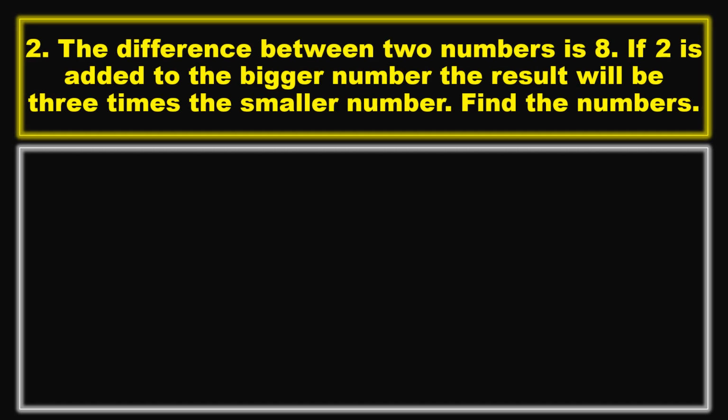Here is your second question. The difference between two numbers is 8. If 2 is added to the bigger number, the result will be 3 times the smaller number. Find the numbers. Okay, so here first thing is we should take whatever the data is given. So here we came to know that there are two numbers. One is big number and one is small number. Okay, step by step we will do. So we have two numbers, one is big number and one is small number.